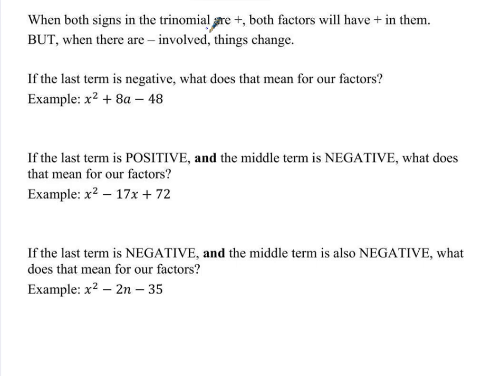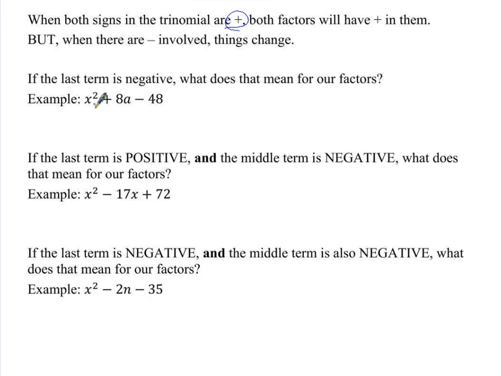When both signs in the trinomial are positive, both factors will have a positive in them, as we just saw. But when there are negative signs involved, things change. So there's only three other ways that this can occur if I don't see plus plus. I can see plus minus, I can see minus plus, or I can see minus minus.